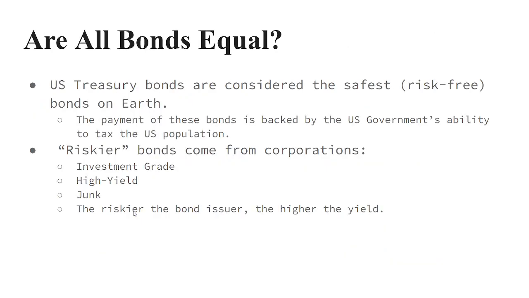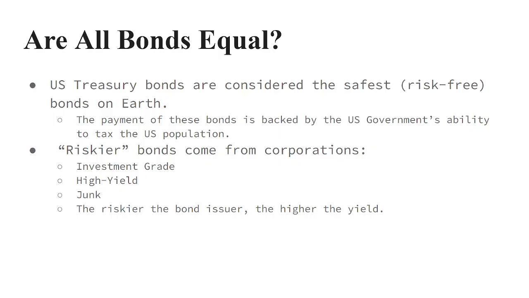All bonds are not equal, though. U.S. Treasury bonds are considered the safest, risk-free bonds on the earth. Literally, each payment that a U.S. government bond makes is backed by the government's ability to tax the U.S. population. So if we start up at, say, the 10-year government bond, that'll be the safest investment you can put your money into. And then from there are different risk parameters for bonds.